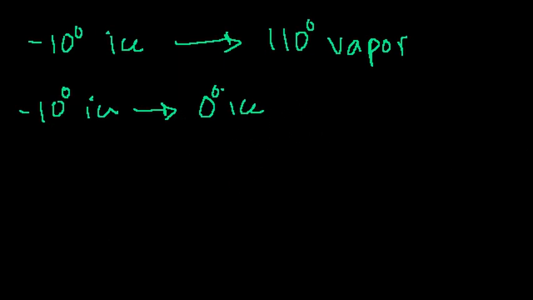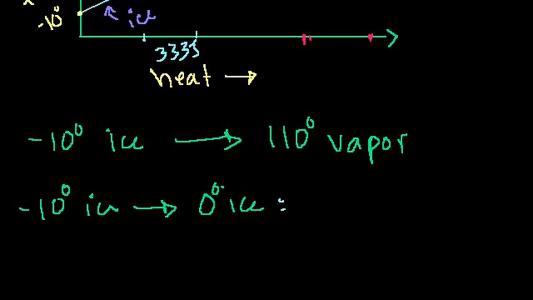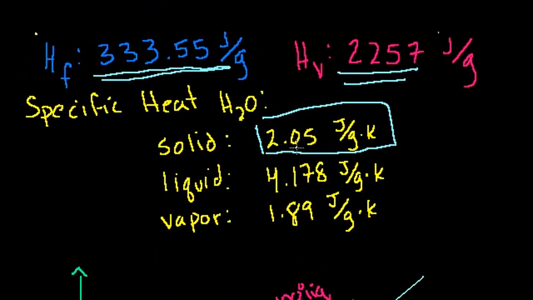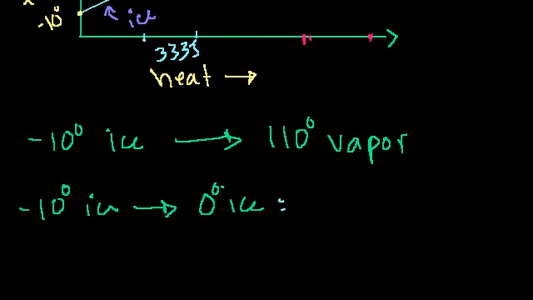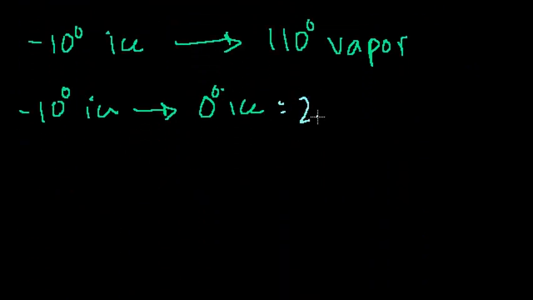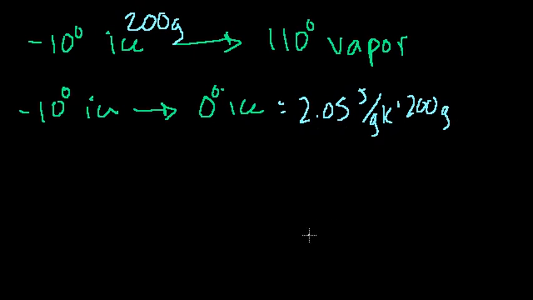So the heat is going to be equal to our change in temperature. Actually, let me write the specific heat first: 2.05 joules per gram Kelvin. Our specific heat times, oh, and I should tell you, we're going to have different values for the amount of ice we're warming up to vapor. So let's say we're dealing with 200 grams. So it'll be the specific heat times the number of grams of ice we're warming up times the change in temperature that we're trying to get.